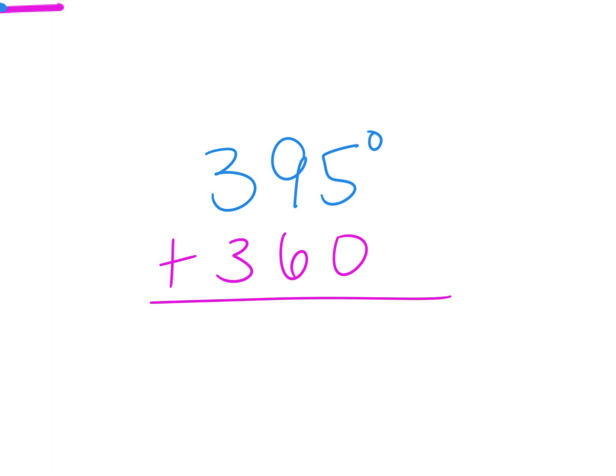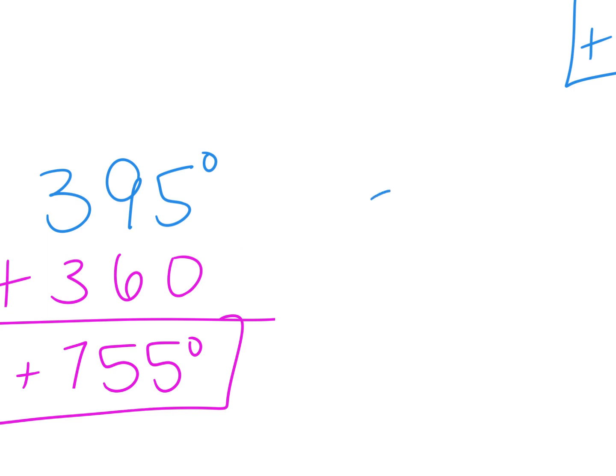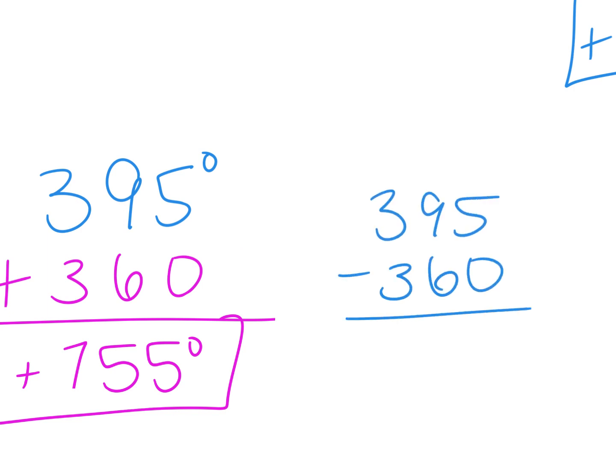If I add 360 to 395, what do I get? 755. Okay. Is that a positive angle? Yeah. That's fine. Perfect. What about if I want a negative one? Well, take 395 and subtract 360. What do I get? I get 35 degrees. But I'm trying to get a negative one, though.